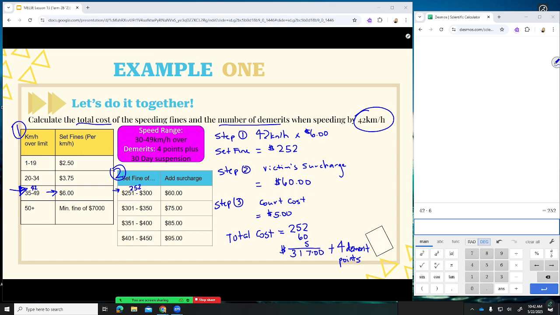It's a word problem, so we need to have a therefore sentence. Therefore, the fine is $317 plus 4 demerit points.